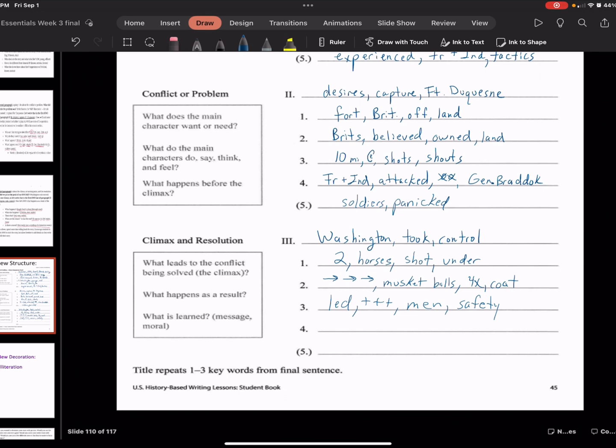Let's see. The ambush in the wilderness was just one of many battles. Okay, so let's back up again. Still, he was able to lead many of the survivors to safety. They escaped with their lives, and George Washington was hailed a hero. So, escape. I'm just going to write escaped. And then with lives.